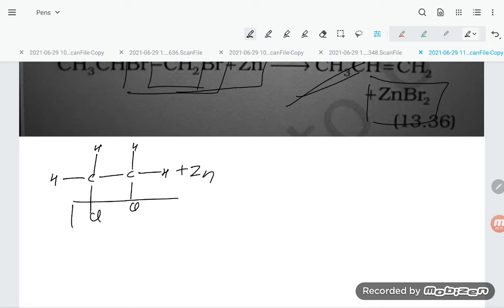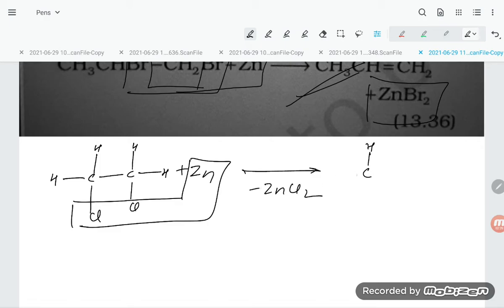So what the zinc metal will do, student, it will take the halogen, so it will form ZnCl2, dear student, and here is C, here is hydrogen, here is hydrogen, here is single bond, here is hydrogen, here is hydrogen. So carbon valency is 4, so 1 2 3, so here you simply put the double bond. So this is what the alkene is, student.